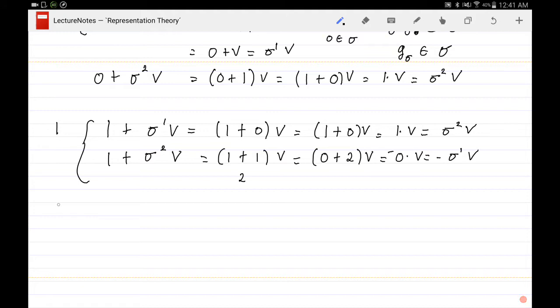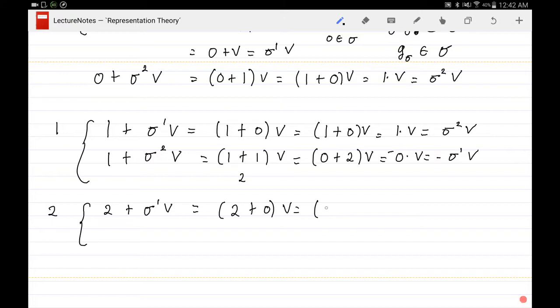Okay, and then the second last element, we have 2 acting on sigma 1 V. And so this is going to be calculated as 2 plus a coset representative from sigma 1. And this will be 0. And we have to write this as a coset representative from the left transversal set plus an element from our subgroup.